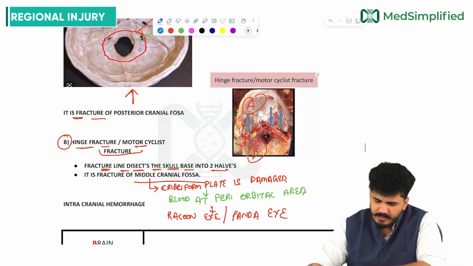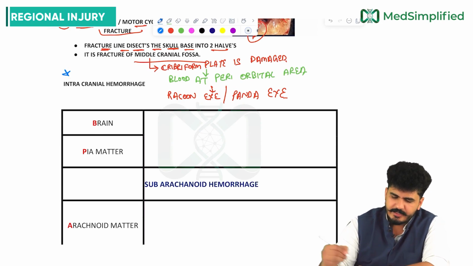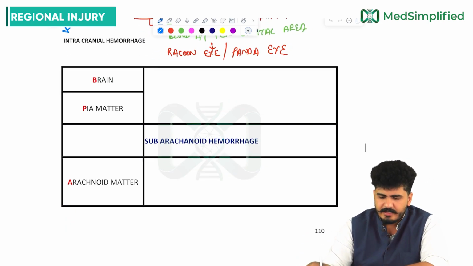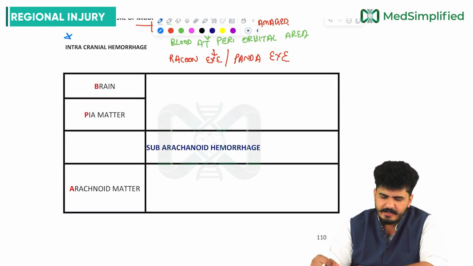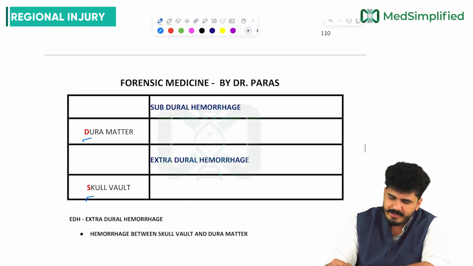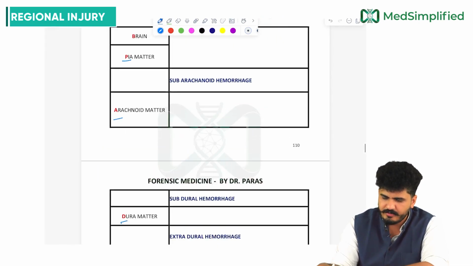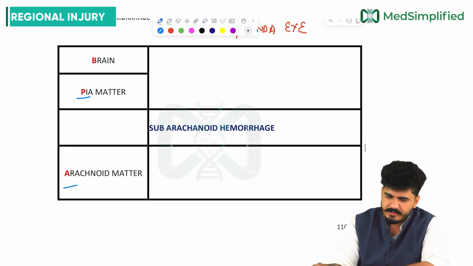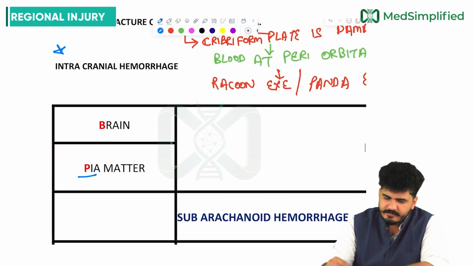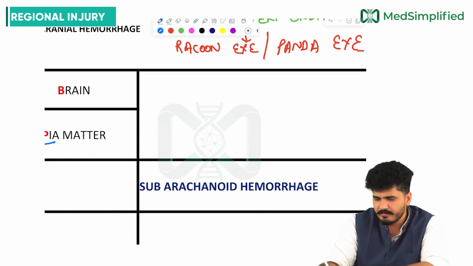Now, coming to the intracranial hemorrhage. The next topic we are going to start is intracranial hemorrhage. And remember guys, the brain is divided like this: PA, then you have to remember DS, PADS. The mnemonic is PADS. If I show you here, at one go, PADS is there. Inside there will be a brain.